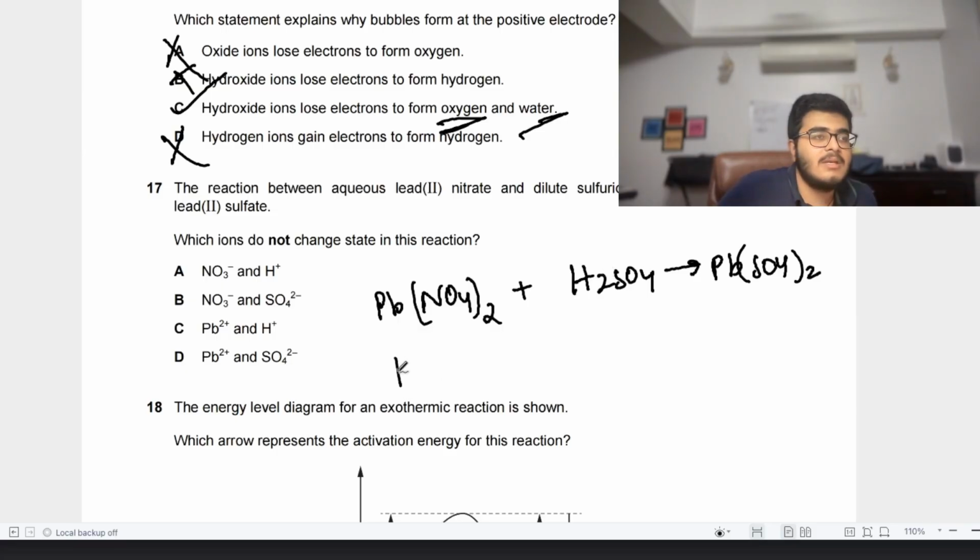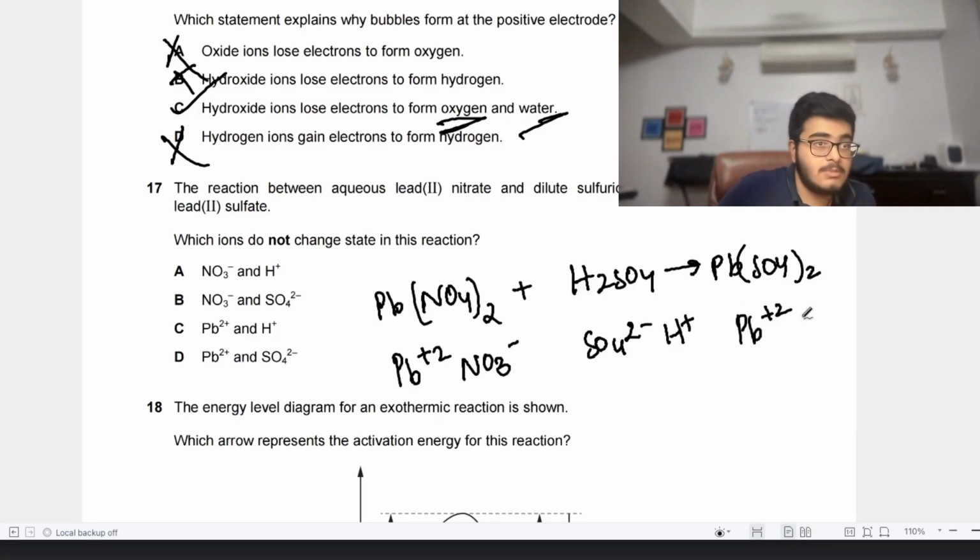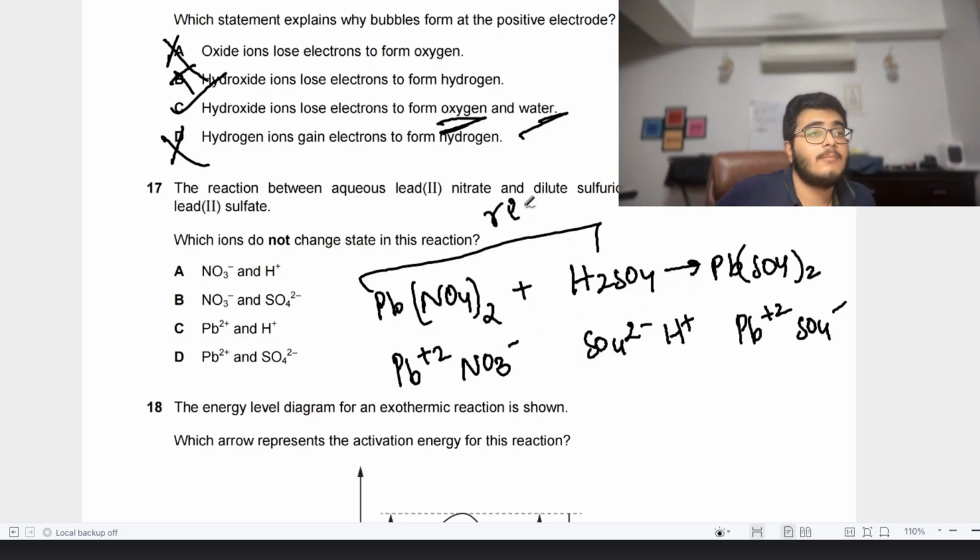Let's write the charges. So Pb 2+, NO3 minus, SO4 2 minus, H plus, Pb 2+, SO4 2 minus. Now which ions did not change? So this is the reactant, this is the product.